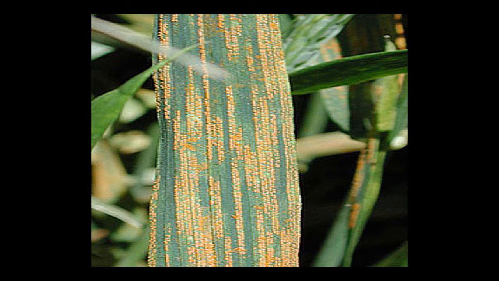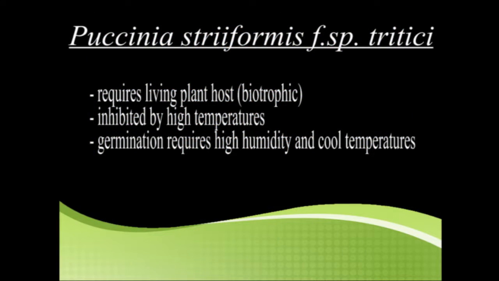The primary hosts of this disease are bread wheat and durum wheat. However, other species of stripe rust can also infect barley and wild grasses. Puccinia striiformis is a biotrophic fungus, meaning the pathogen requires living plant cells to grow and reproduce.